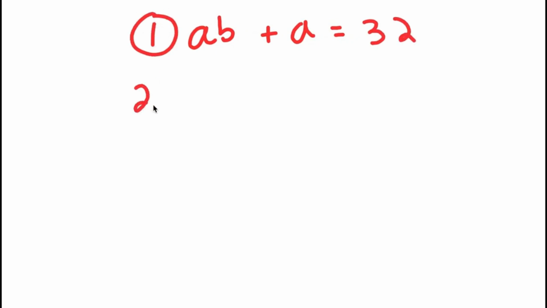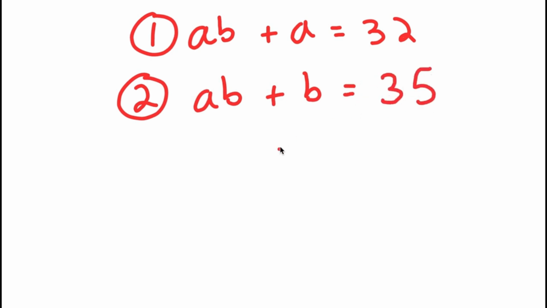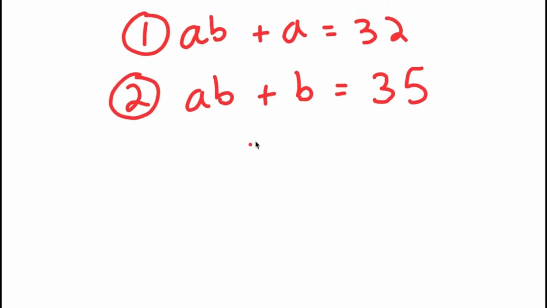Alright, so in this video, I'm going to be solving a system of equations. So in my system of equations, I have two equations. My first is AB plus A is equal to 32. So this is going to be my first equation. And my second equation is going to be AB plus B is equal to 35. So to solve this system of equations, I have to find the value of A and B.